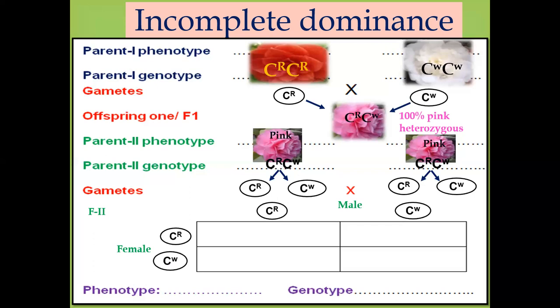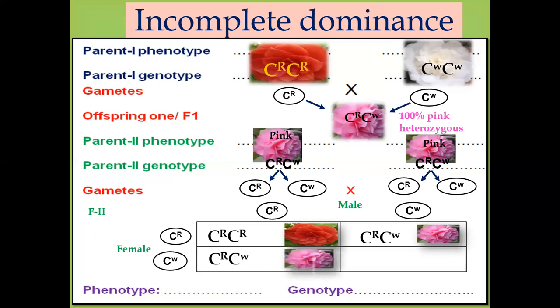In this female gamete, CR ovule can fertilize with a CR pollen grain and produce red color of flower, while CR gamete can fertilize with the CW and produce heterozygous pink variety. In the same way, CW ovule can fertilize with a CR pollen grain and produce heterozygous pink variety, while the CW can fertilize with the CW and produce homozygous white variety.